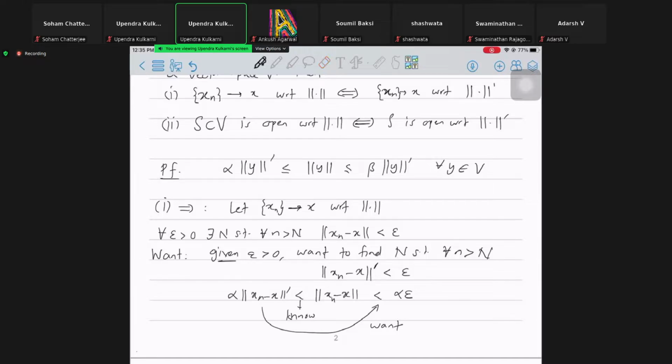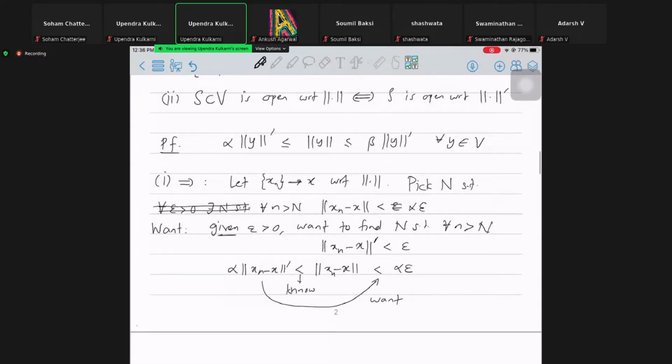So let's write down. Pick n such that, and now let me keep this erased part, and I will change this to alpha epsilon. Alpha epsilon, yes. Do you see that the proof is now done?